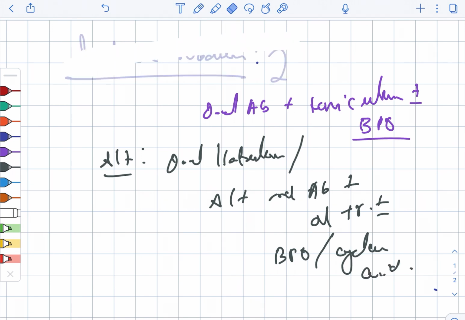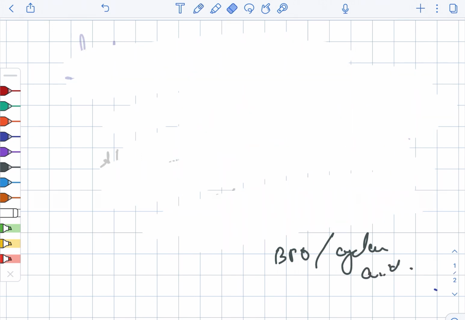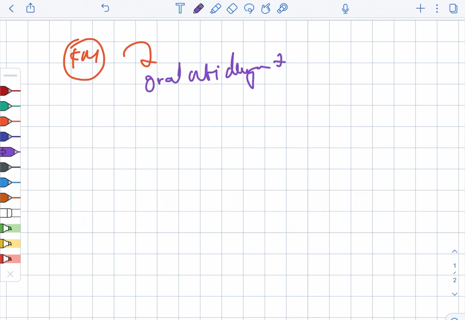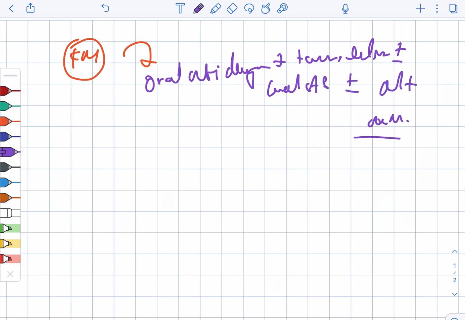Next, moving on, we look at the alternative for the females. Alternative for the females, what we see is there is the oral anti-androgen along with the topical retinoid, plus or minus the oral antibiotic, plus or minus the alternative antimicrobials.